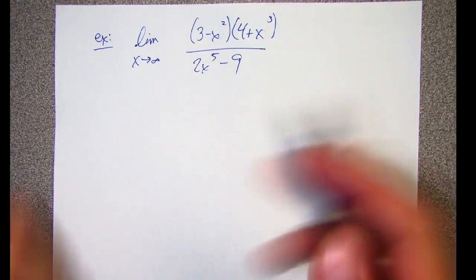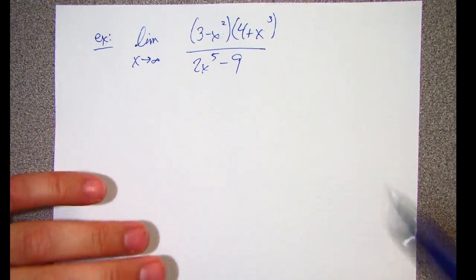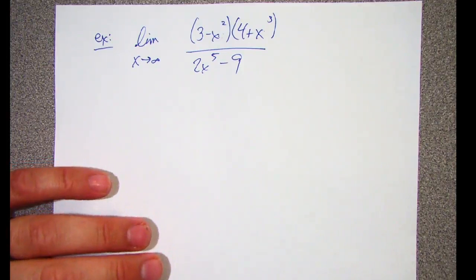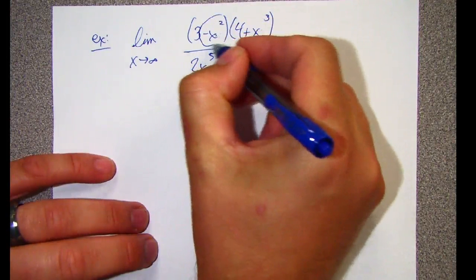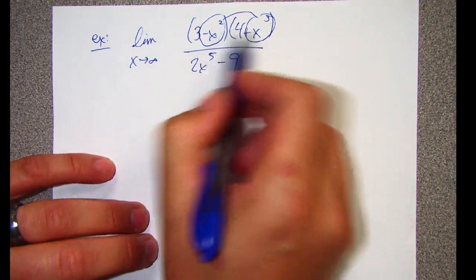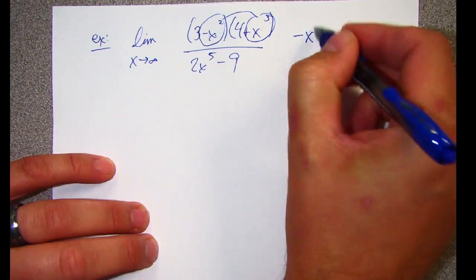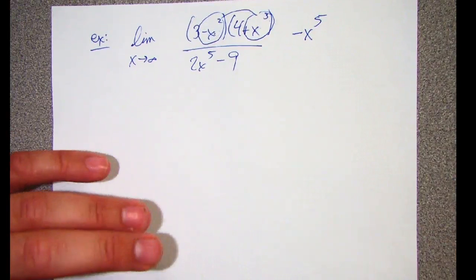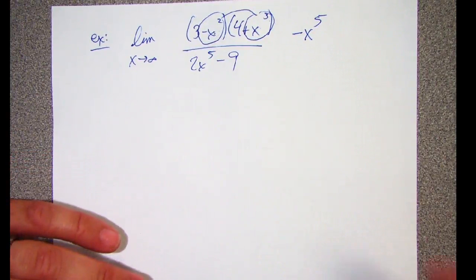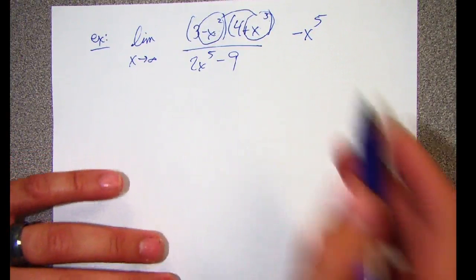whole thing. All I need to know about the top is where the highest power is, and what's the coefficient in front of it. So that has got to come from this multiplication. If I multiply those two things together, I'm going to get negative x to the fifth. I could keep foiling, but the rest of the things that I foiled would not be the highest power, so I just don't care about them in this case.